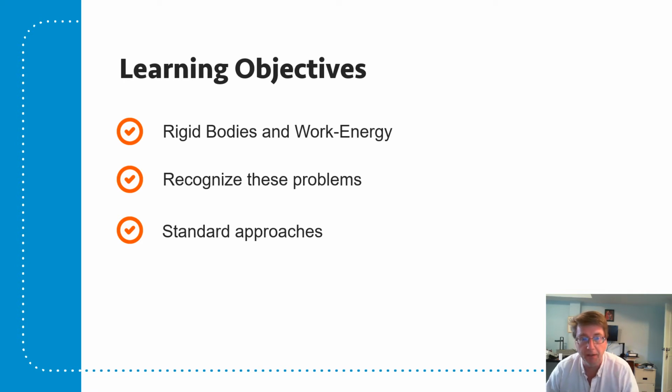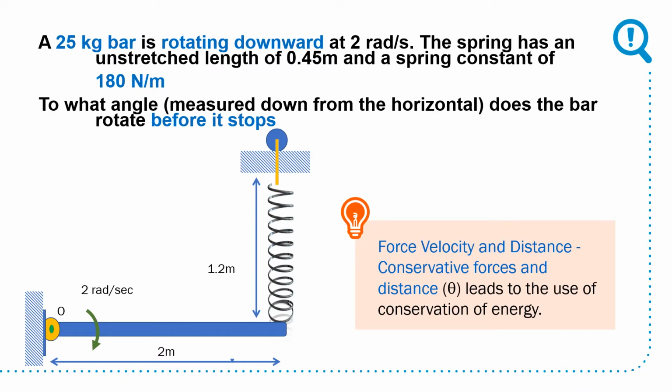So if you continue, I have a 25 kilogram bar that's rotating downward at 2 rad/s. The spring has an unstretched length of 0.45 meters and a spring constant of 180 newtons per meter. At what angle, measured from the horizontal, does the bar rotate before it stops?